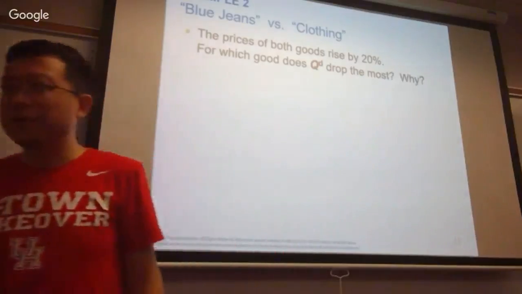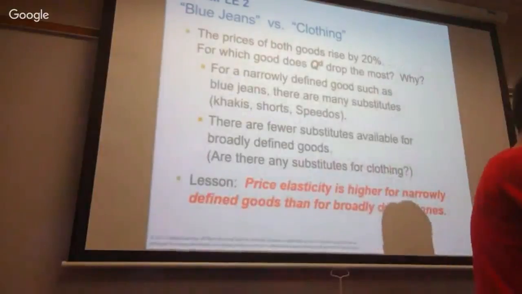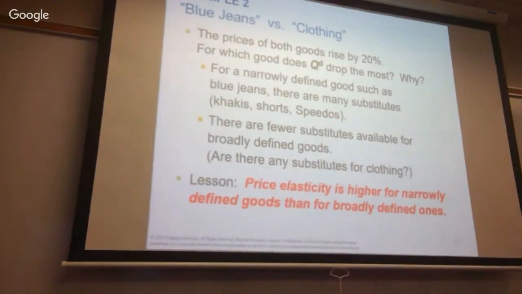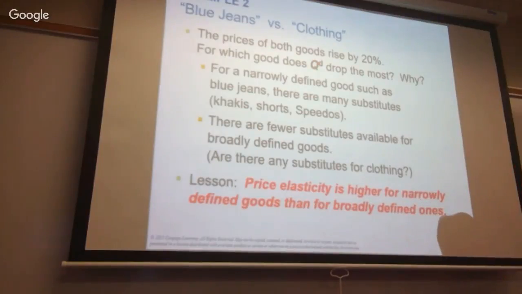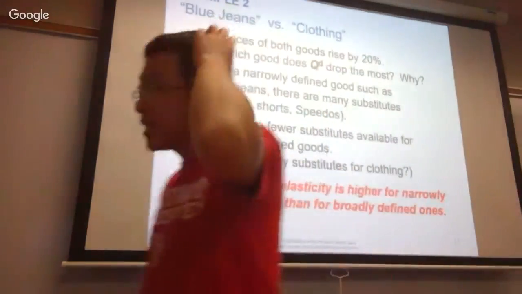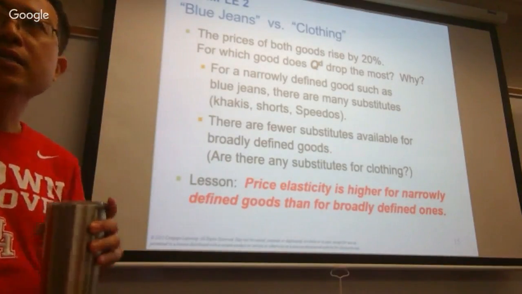So this is the difference between two goods. If the good is very generally defined, like clothing, food, or transportation, then this good has a very low elasticity, because we don't have many choices. But if the good is very narrowly defined, like blue jeans, hybrid cars, or a Justin Bieber concert ticket, then we have a very high elasticity. We can buy other stuff. So between two goods, the very generally defined one has a very low elasticity, but the very narrowly defined one has a very high elasticity.